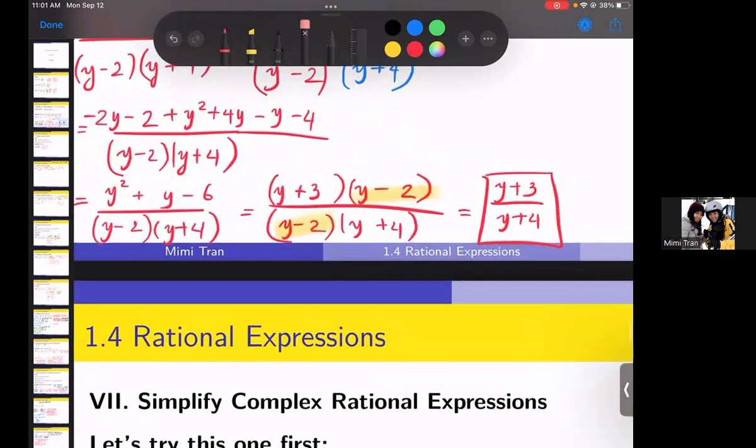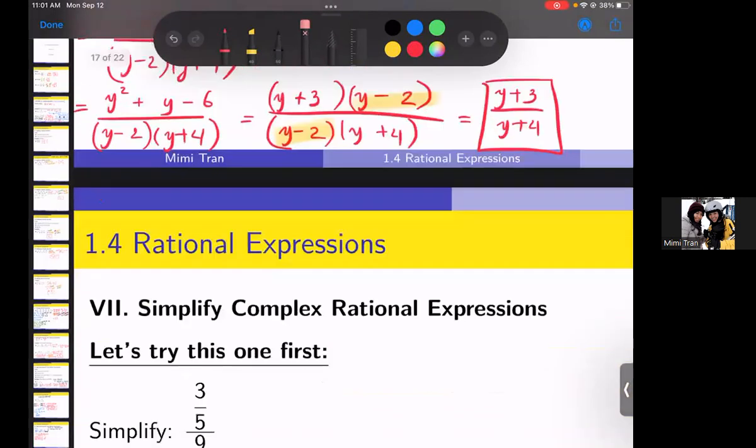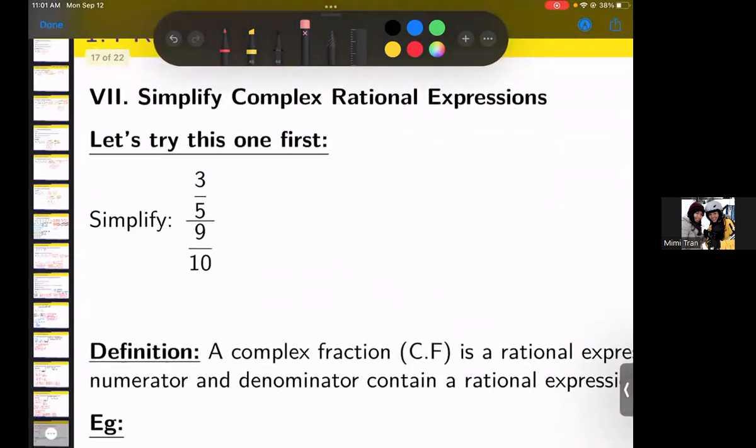Anything else before we move on to the new objective? Please ask. Okay. All right. So this one is different. Maybe you see this in 662. It's called a complex fraction. That means you have a fraction on top of another fraction. Like a mini fraction on top of another mini fraction becoming a big fraction.